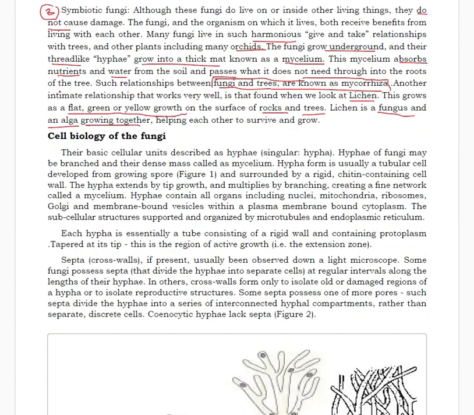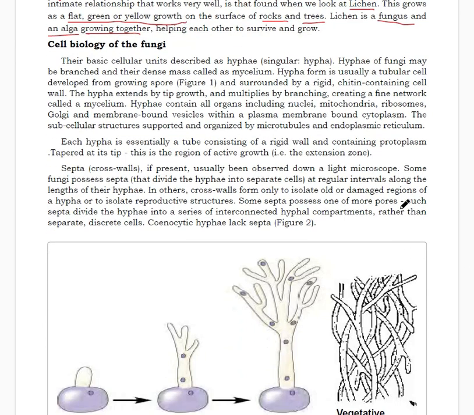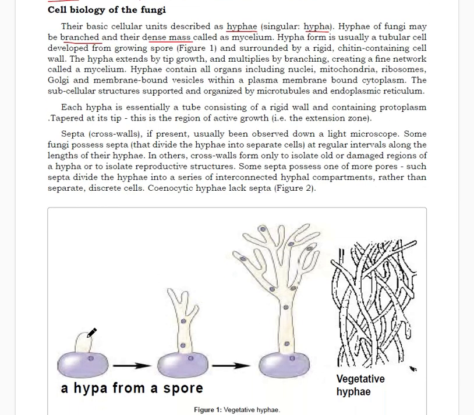Okay, next is some general cell biology of fungi. They are described as growing as threads known as hyphae, singular hypha, and these hyphae can be branched and can form a dense mass called mycelium. You can follow the structure. A hypha develops from a spore, and it can be branched, and when they form a network, they are known as mycelium. Okay, this is mycelium. Okay, this is branched hyphae.